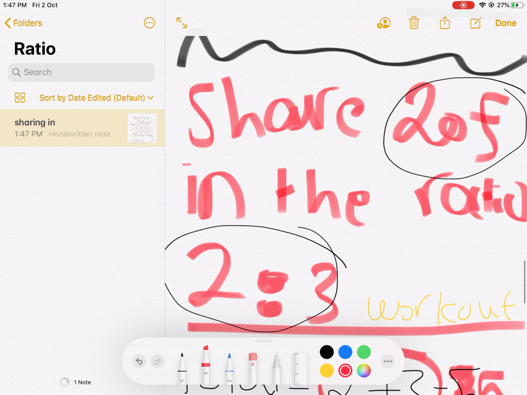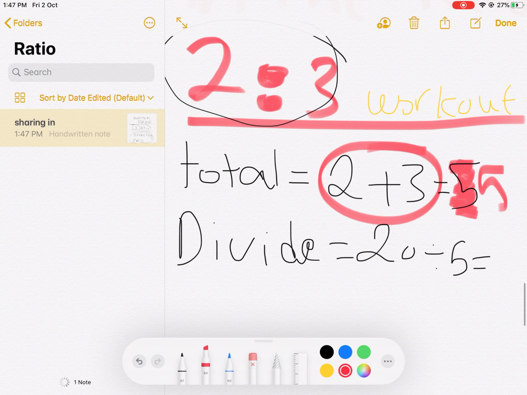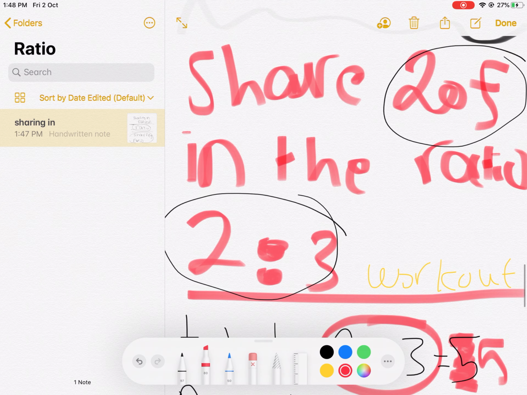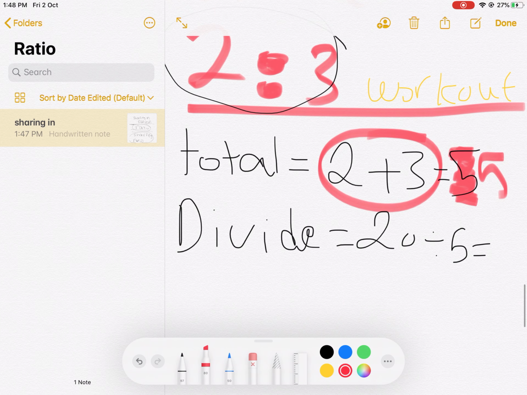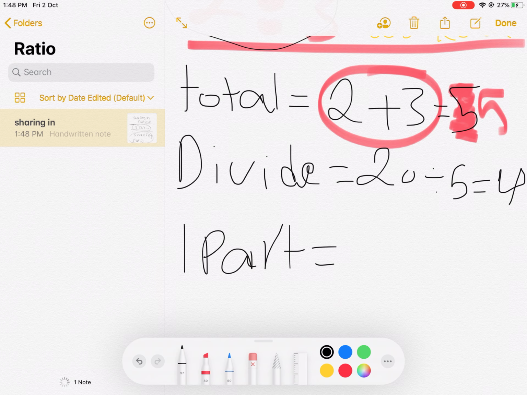So basically it says share 15 centimeters in the ratio 1 2. What do we do first? We said total, 1 plus 2, then divide 15 centimeters by the total that we got, which is 3. So it works 15 divided by 3. And 20 divided by 5 is equal to 4. Then one part, what do they mean? They mean one part is equal to 4.